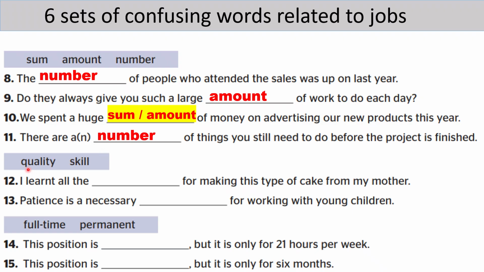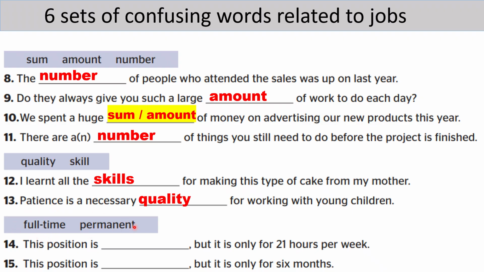Okay, now quality or skill. I learned. So do we learn a skill or a quality? Of course we learn a skill. So I learned all the skills. Now patience is a quality. It's a good adjective we allocate to someone who has good quality. Okay, so patience is a good quality.